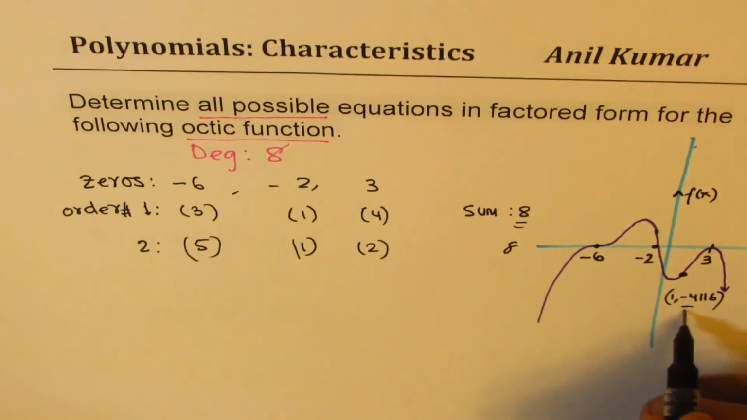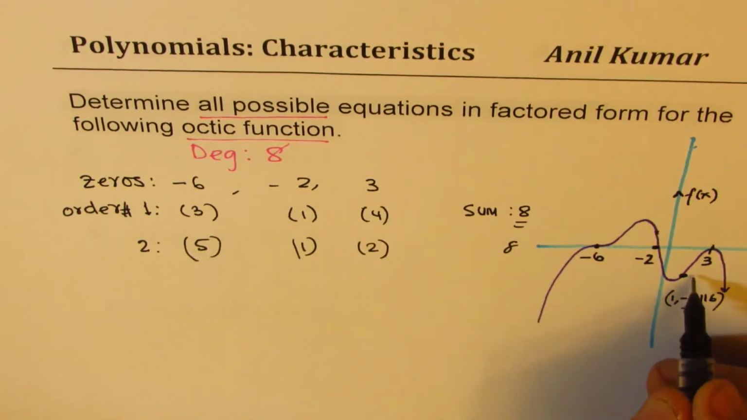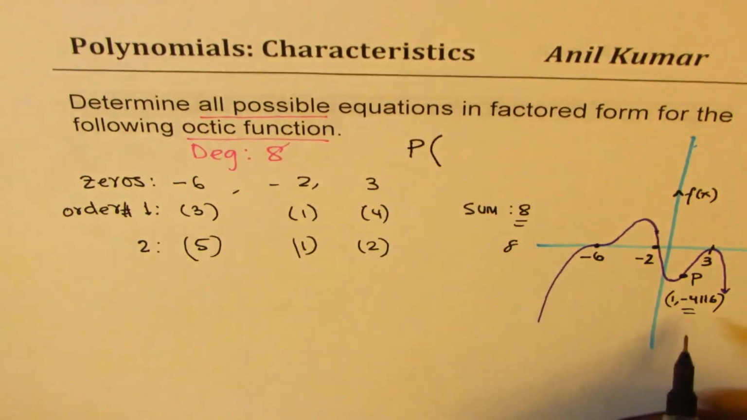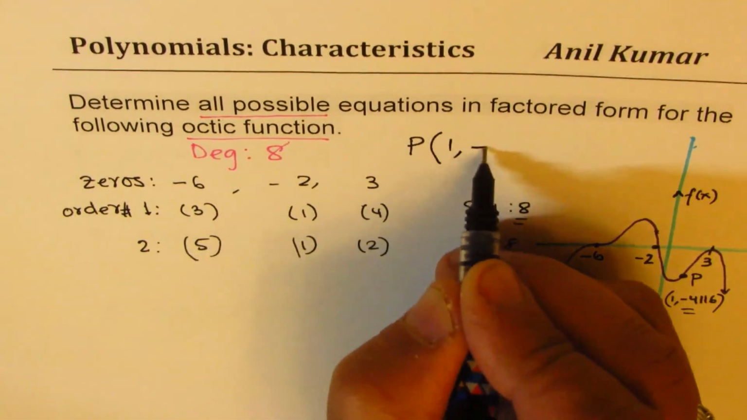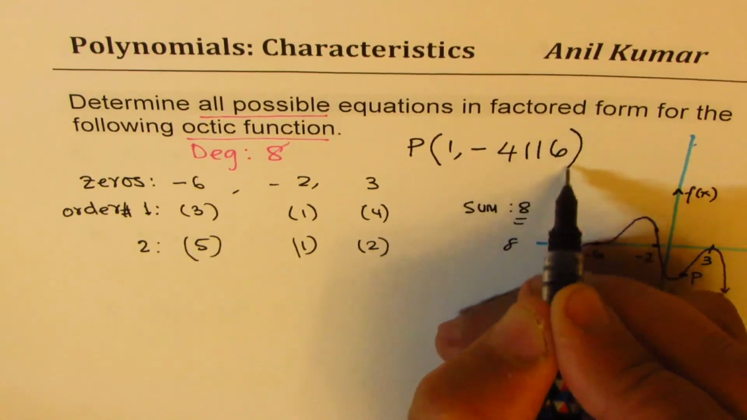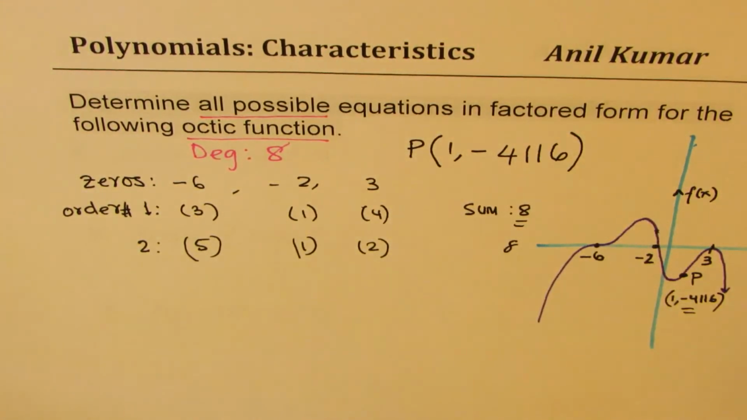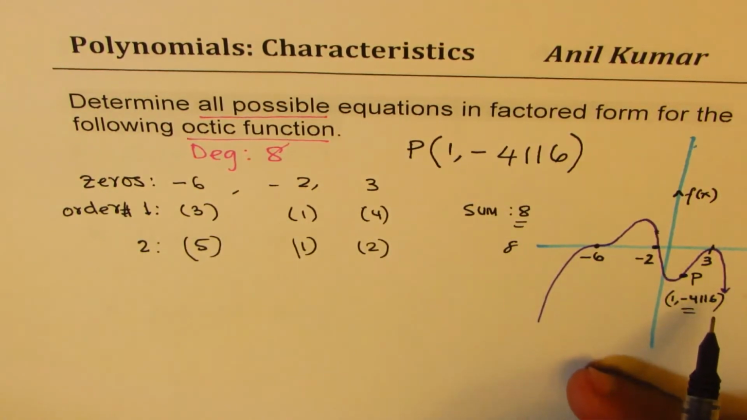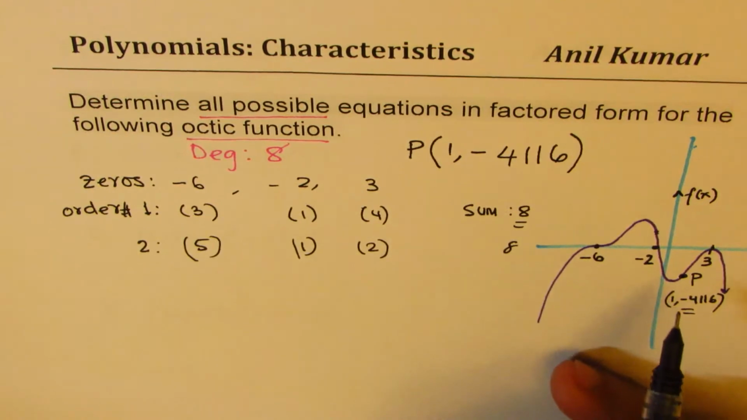And one more thing which we are given is a point. We'll call this point P. So we are given a point P, written very small here: 1, minus 4116. That's the point P. Now that point will give us a specific graph. So it's not just a family. We're talking about a specific graph.